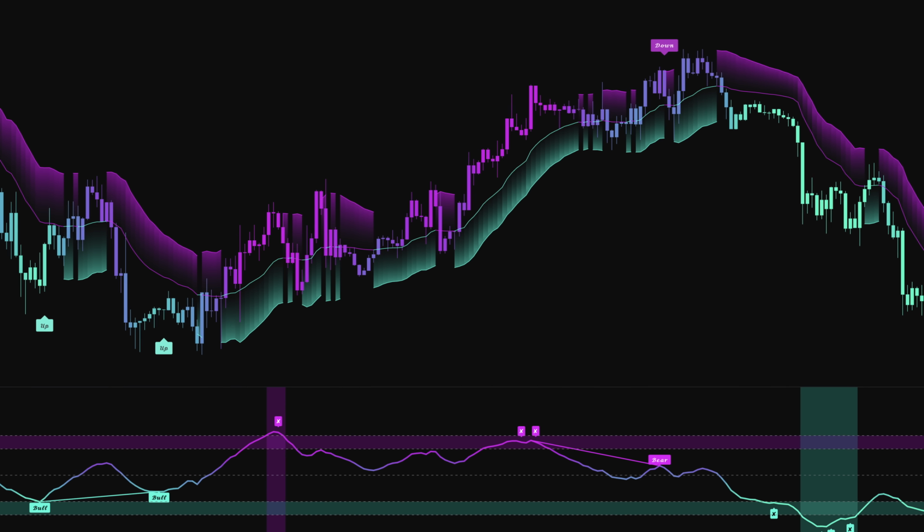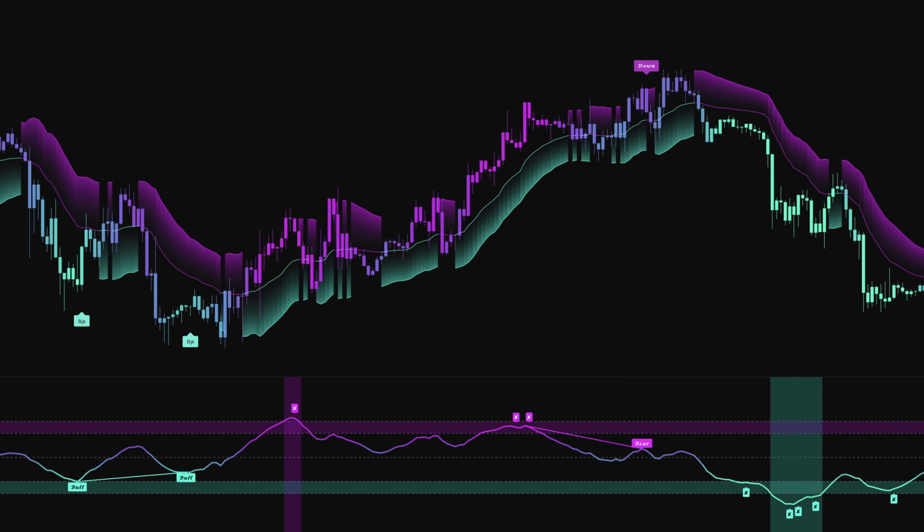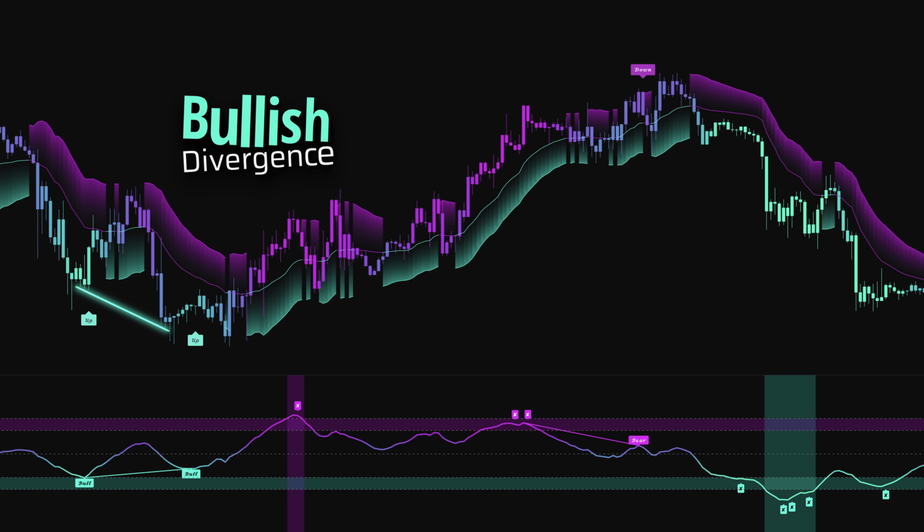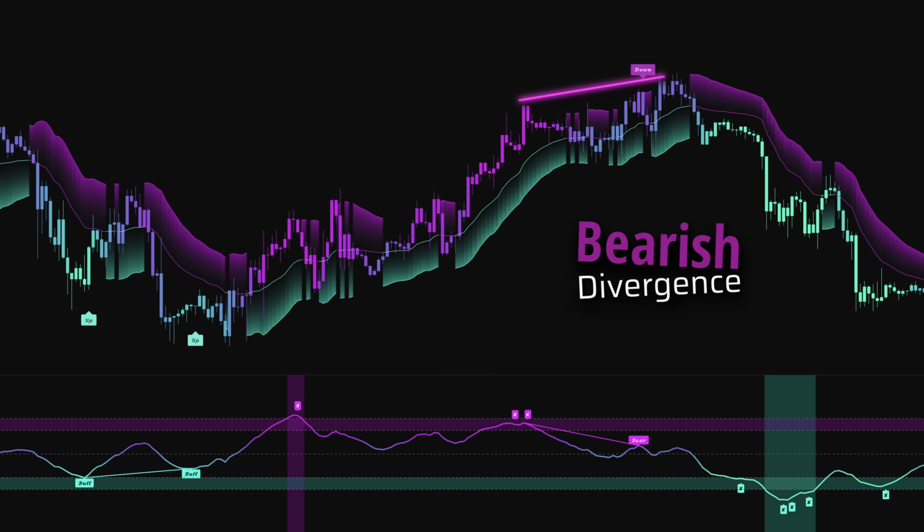Divergence detection follows the classic approach of comparing oscillator pivots against price pivots. When price makes lower lows while the oscillator makes higher lows, bullish divergence is flagged. The opposite pattern triggers bearish divergence signals. These appear both on the oscillator panel and as labels on the price chart itself.